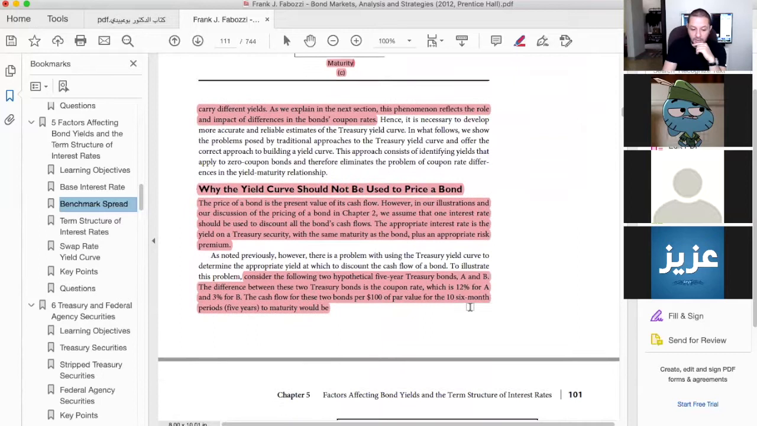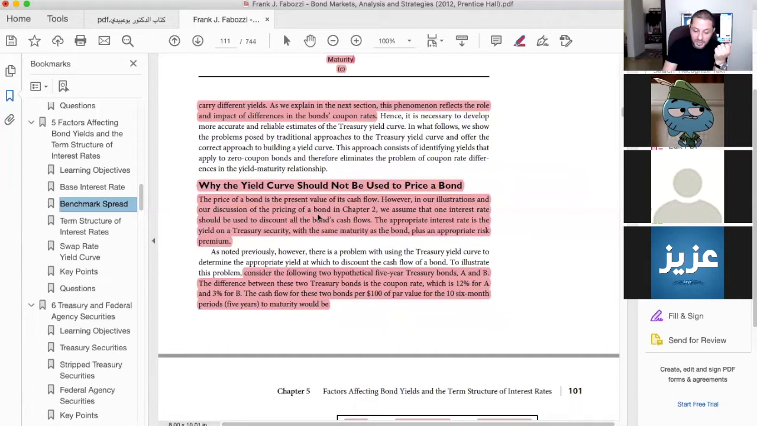The price of a bond is the present value of its cash flow, right? However, in our illustrations and our discussion of the pricing of a bond in chapter 2, we assumed that one interest rate should be used to discount all the bond's cash flows. The appropriate interest rate is the yield on a treasury security with the same maturity as the bond plus the appropriate risk premium. So that's the way we have done things until now.